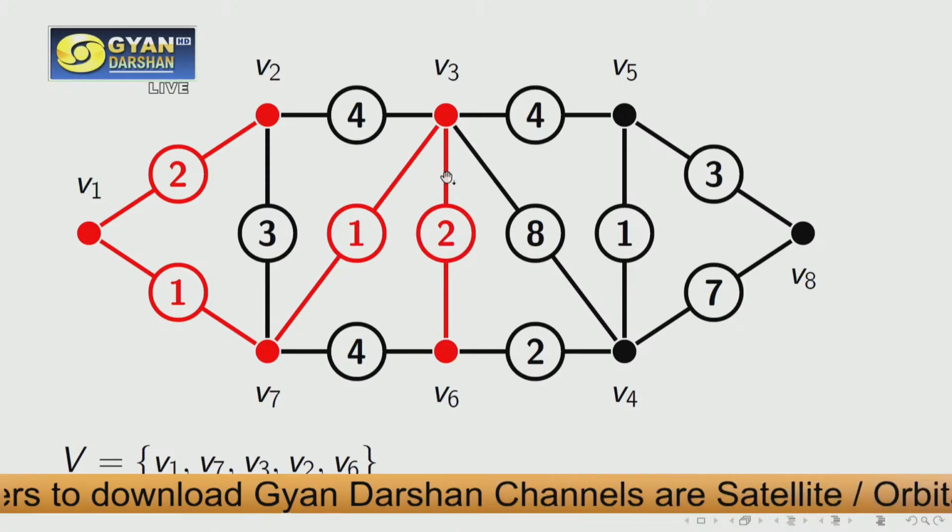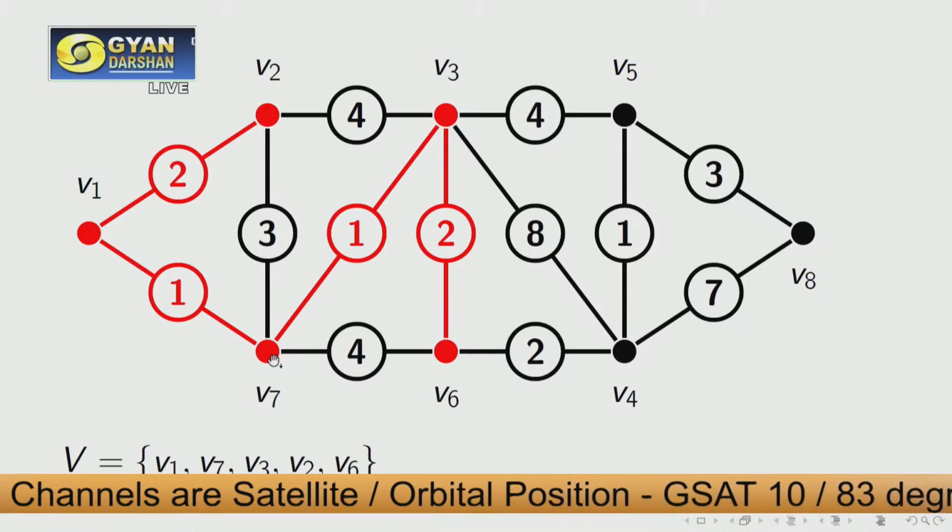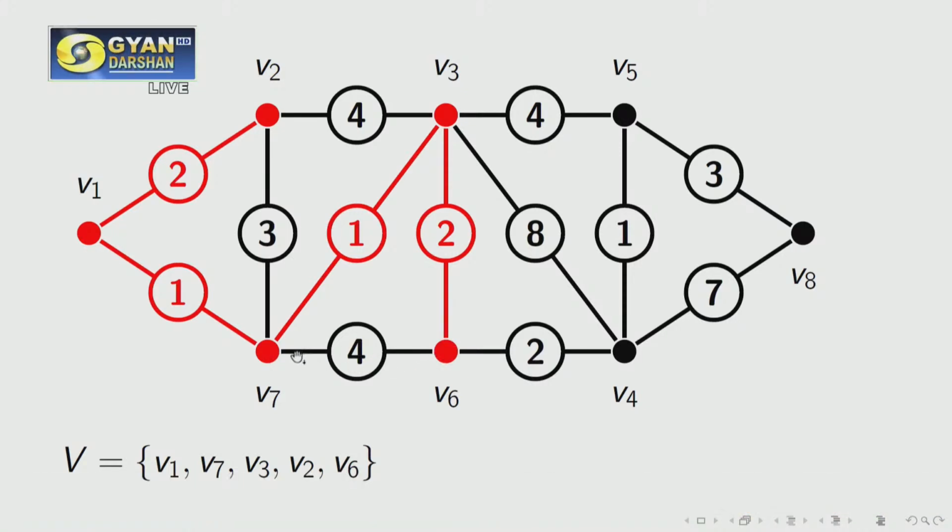Now you can see that the edge V7, V6 cannot be selected because both its endpoints are already there. So now the possible edges which could be added are V6, V4, V3, V4, and V3, V5. These 3 edges are there. Among these three edges, the one having the smallest weight is V6, V4, right? So we select this one.